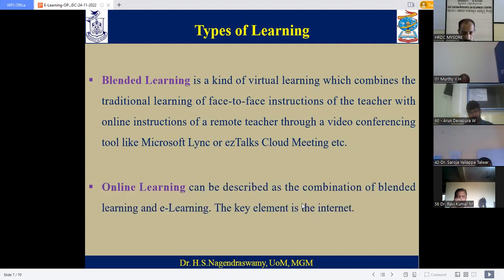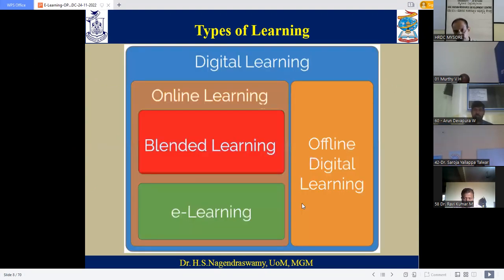So with this, online learning can be described as a combination of blended learning and e-learning, and the key element for these types of learning is the internet, with which we are already familiar. To put it in a very simple way to remember: at the top we have digital learning, which covers all these types of learning, any learning that happens in electronic or digital mode. This covers online learning, blended learning and e-learning, where blended learning and e-learning put together can be called online learning.